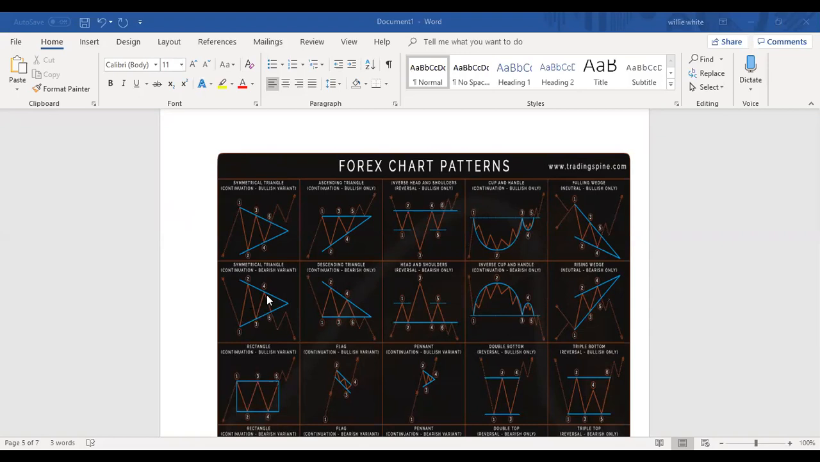Either one of these, a symmetric triangle, forming those M's and W's right here. And then I look at the head and shoulders. That's all I look at. So just head and shoulders, rectangles, and then the symmetrical triangle, specifically this one.